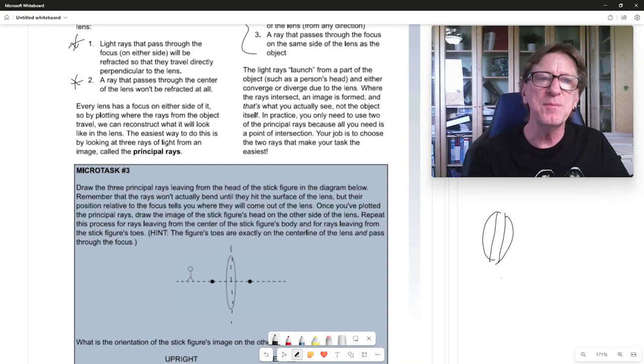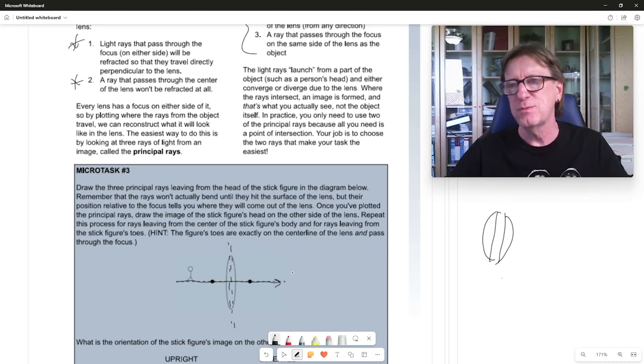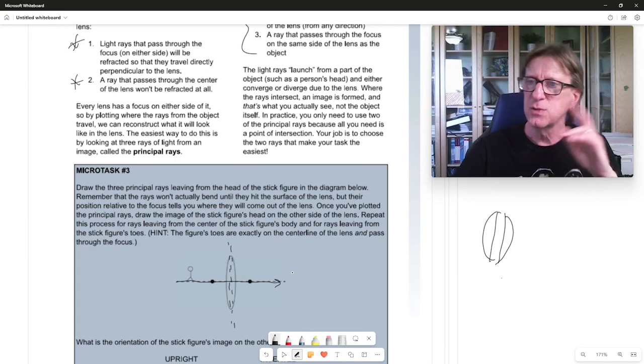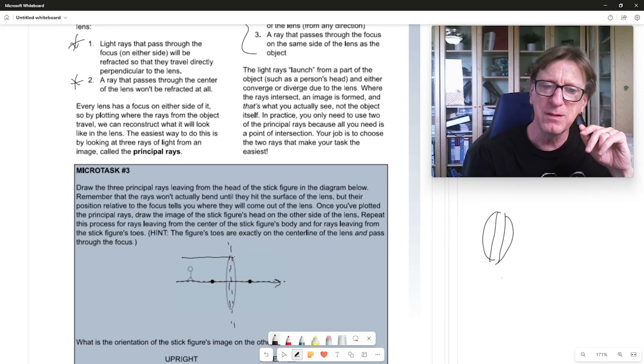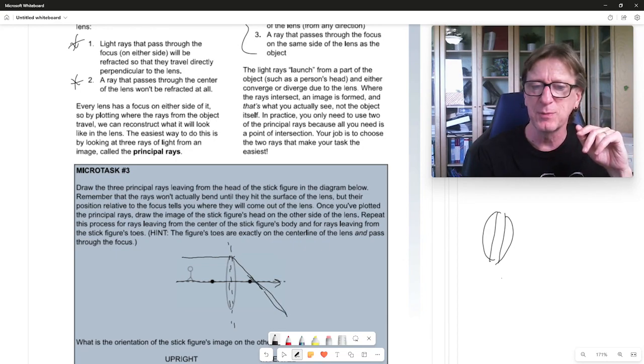So the second rule is a ray that passes through the center of the lens won't be refracted at all. Well, that should make sense, right? If I'm coming in through here, I'm normal to the surface, even to this point, this center line that I have right here, so no refraction can take place. So those are our two simple rules. If I have something parallel to the lens, then it's going to get refracted through the focus. Could probably have done a better job of that.